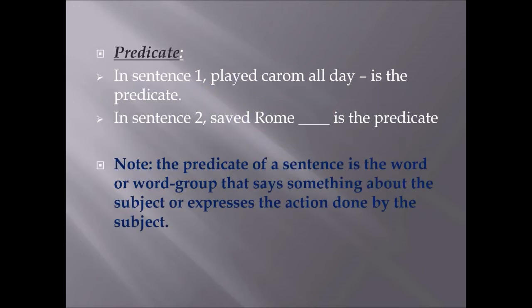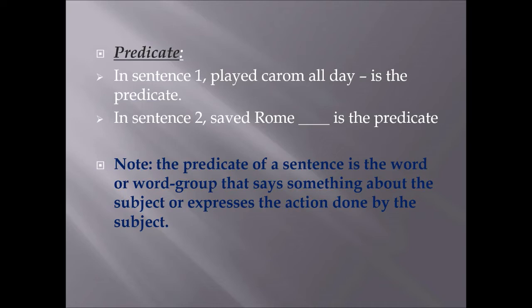Move to the second one, predicate. In sentence 1, Geeta played carom all day. We already found that Geeta is the subject of that sentence. Then the remaining part, played carom all day, shows an action, so it is considered the predicate. Then the second one, the cackling of geese saved Rome. We already found that the cackling of geese is the subject. So saved Rome is the predicate.